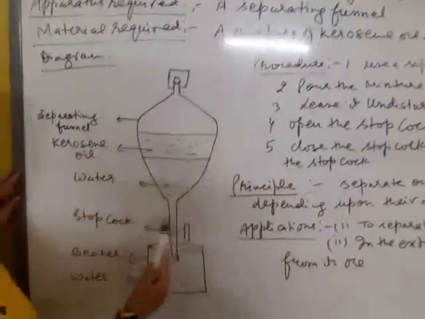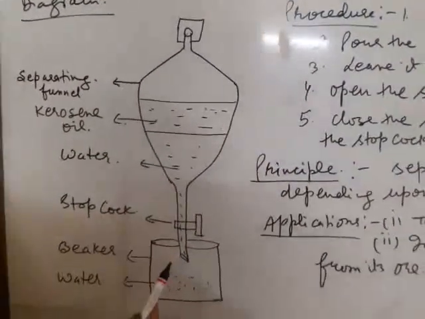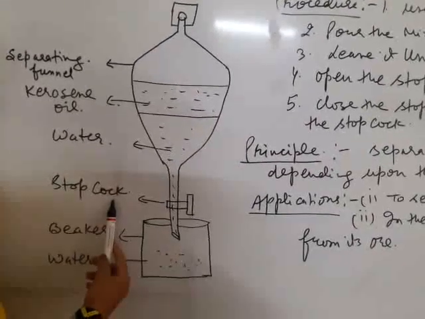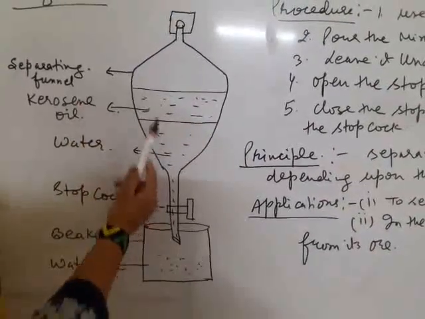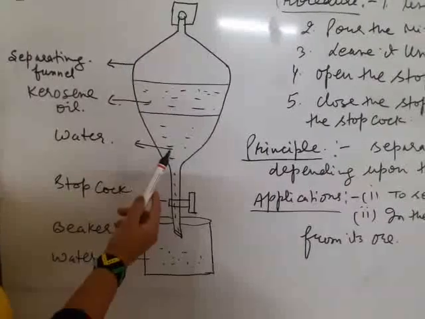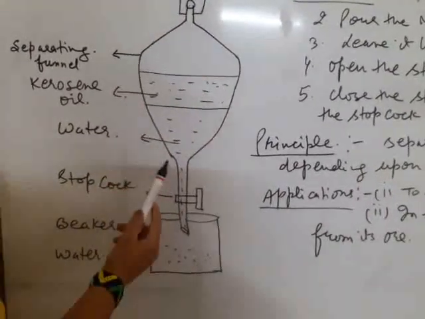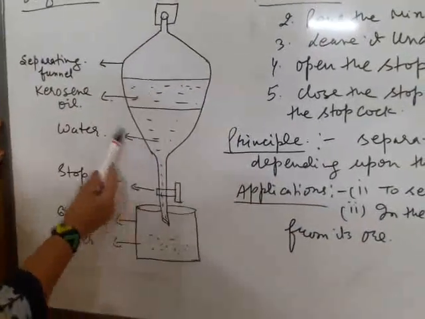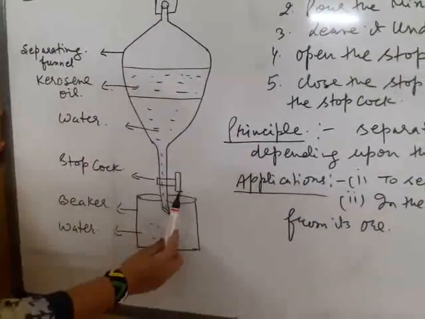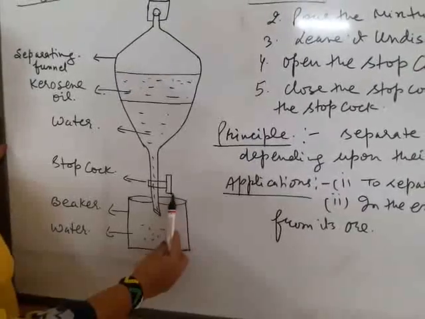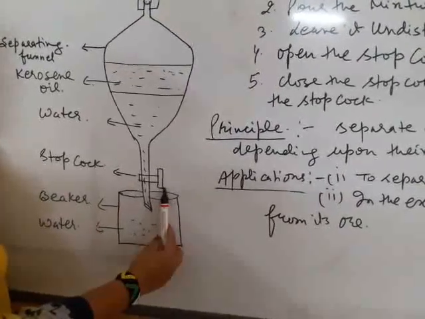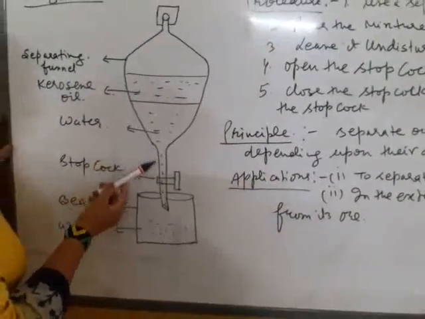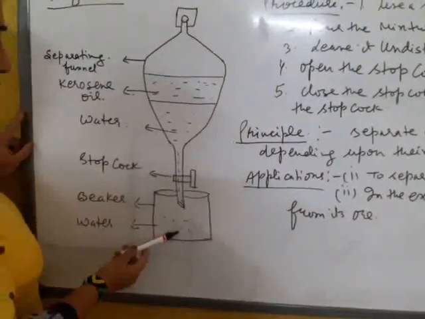So here is the diagram of a separating funnel. In this separating funnel, you see this is the stopcock, and in this we have put a mixture of kerosene oil and water, and they are immiscible liquids. What I will do, I will open the stopcock, and the liquid which is at the bottom, that is water, will start coming into the beaker.